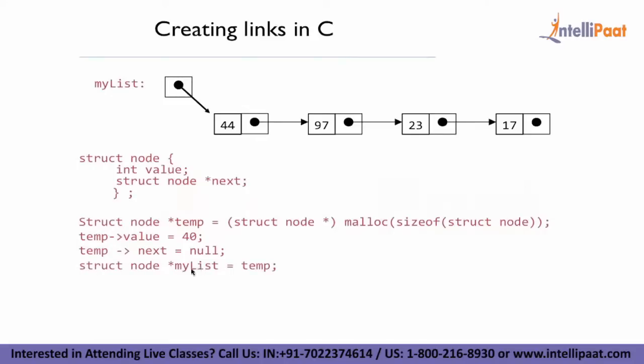Okay, so struct node my list equal to temp. Here what we did is we created one empty node, and then we assigned the root. This root will be pointing to temp.